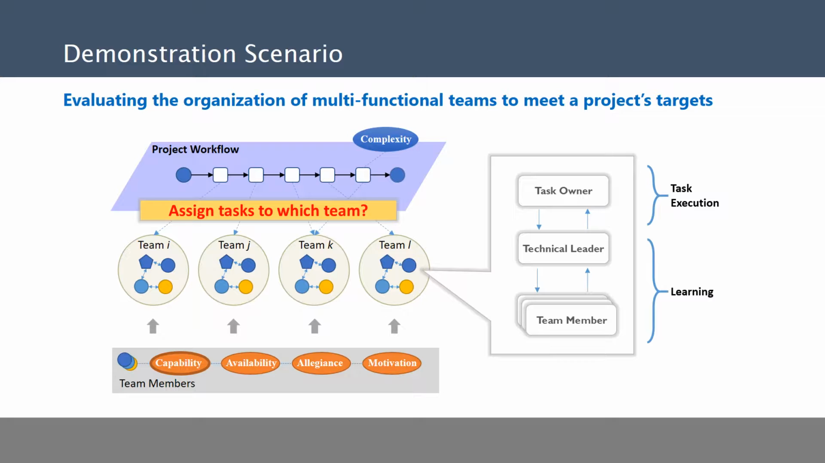Each task is assigned to a team. The technical leader helps team members to learn a new skill or to improve the skill so as to carry out the assigned task. Individual team member has the social technical attributes including capability and motivation.